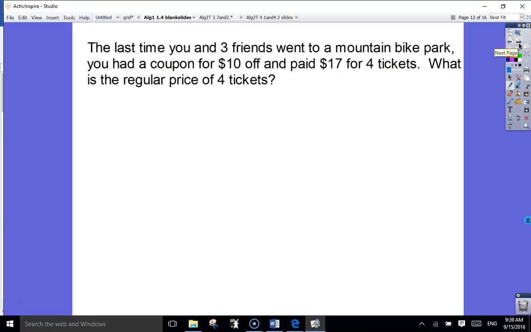Okay, last slide, I think. The last time you and your friend and 3 friends went to a mountain bike park, you had a coupon for $10 off and paid $17 for 4 tickets. What must have been the regular price for the 4 tickets? Okay, so what was the total price? If it was discounted 10, well, whatever that price is was discounted 10 and equaled 17. So what does that make the value of P? You already said it, 27.